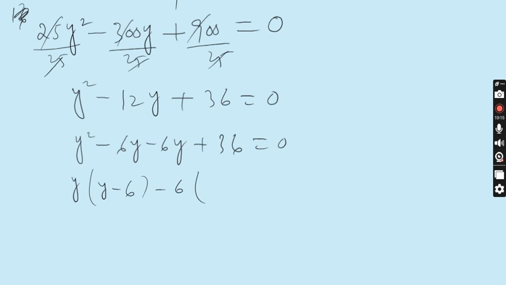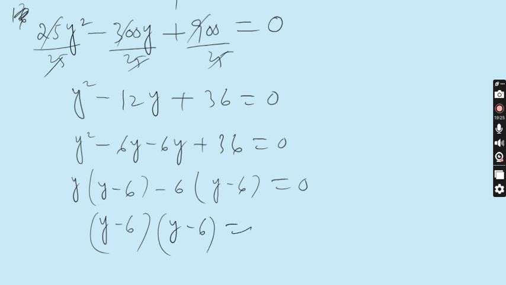So y minus 6 is equal to 0. Y minus 6 is equal to 0. So the value of y, from over here, is 6.